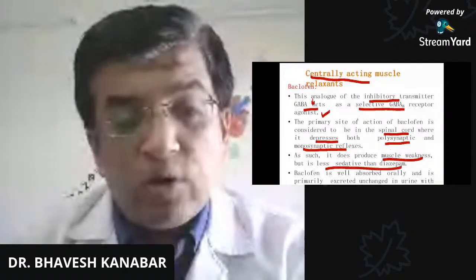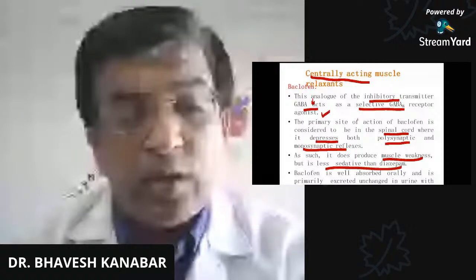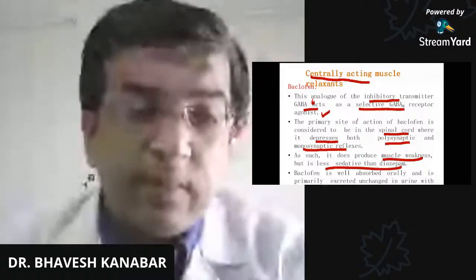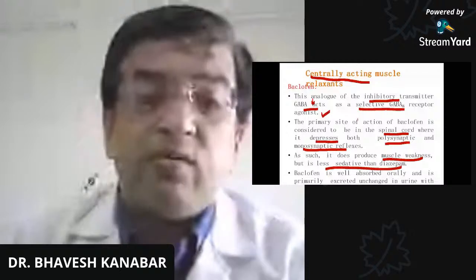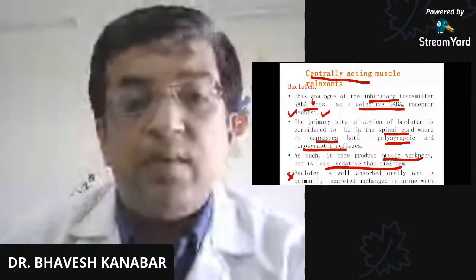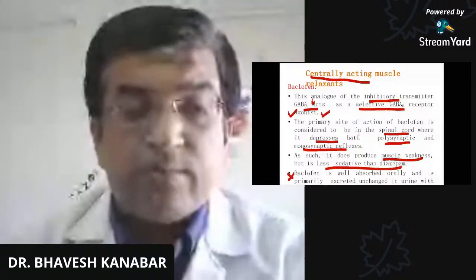It is well absorbed orally. This is pharmacokinetics, so no need to remember this. So basically, you remember that it is selectively acting on GABA receptor. It is an agonist at the GABA receptor. Primary site of the action is in spinal cord, where it depresses polysynaptic and monosynaptic reflex.